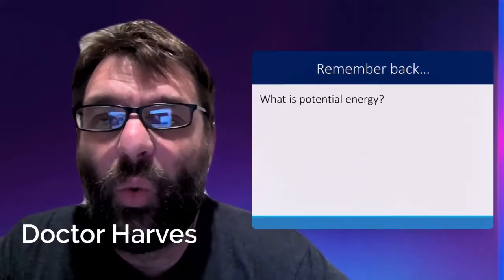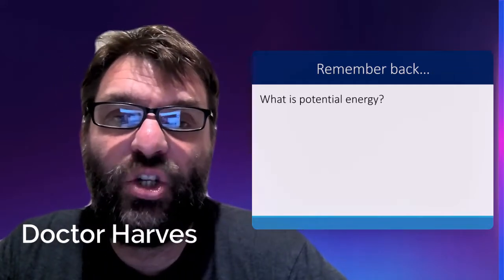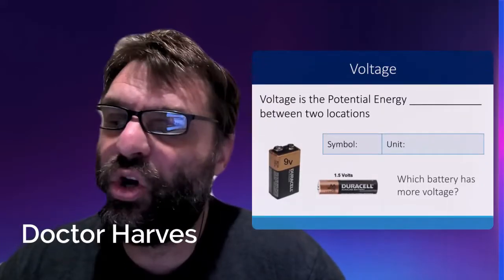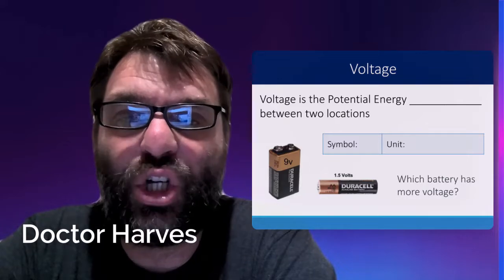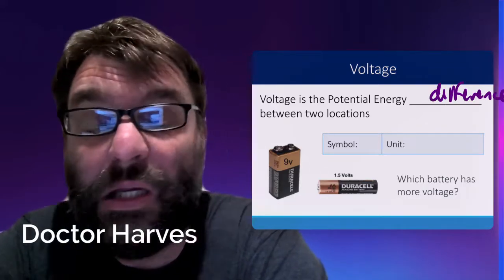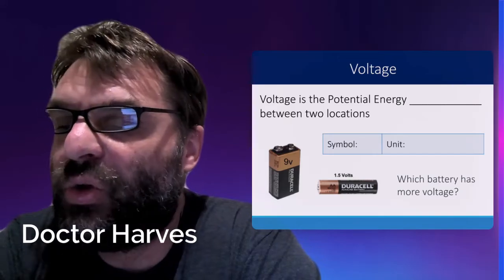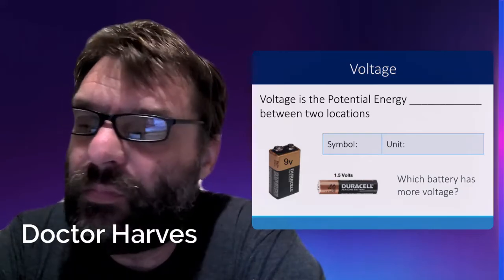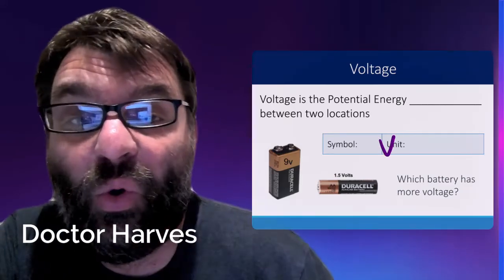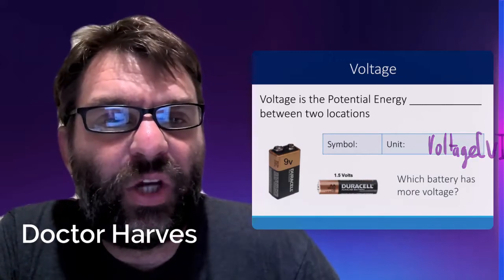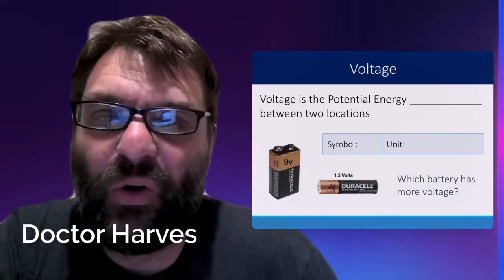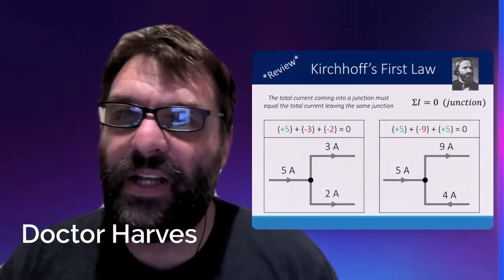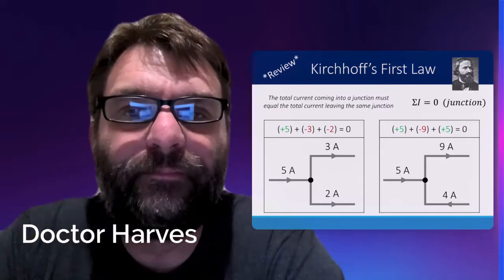Okay, so remembering back what potential actually is, potential energy is essentially energy which is stored. In terms of voltage, it's essentially the potential difference between 2 points in a circuit. Therefore, voltage is PD, or the potential difference. Its symbol is V, and its units are also V, or volts. So looking at the example there, which battery has more voltage, the 1.5 volts or the 9 volts, it will be the 9 volts.